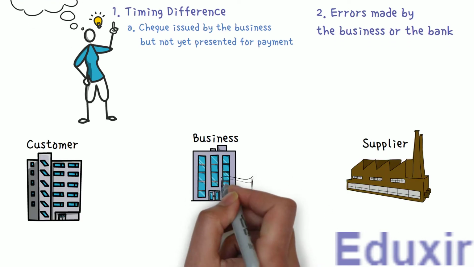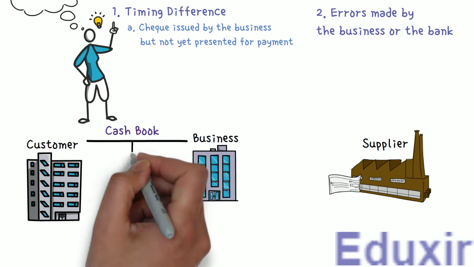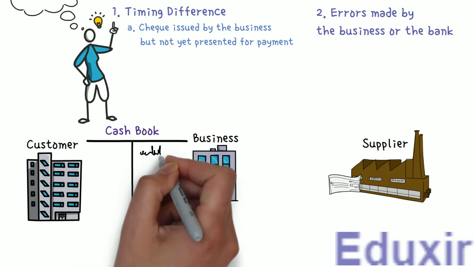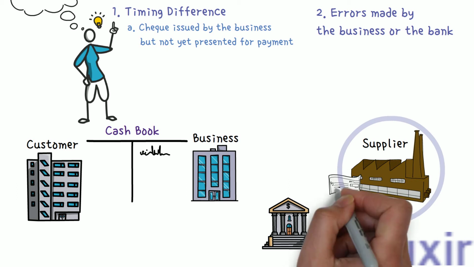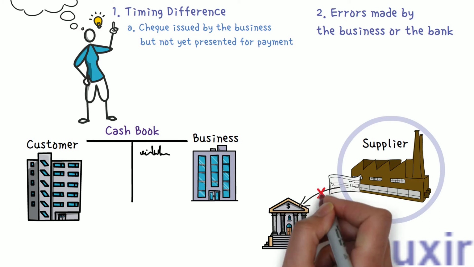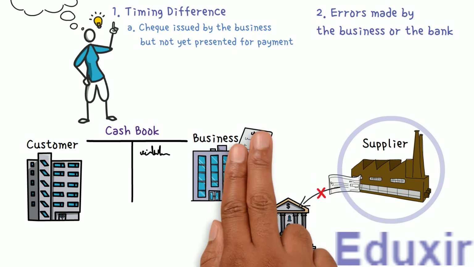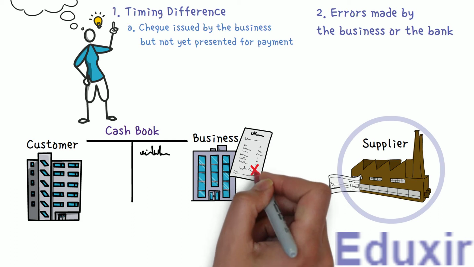When the business issues a check to the supplier or creditors, they are immediately entered on the credit side of the cash book. The supplier or creditor has to encash this check by presenting it in the bank. In some cases, the creditor or supplier may not present this check immediately in the bank. So, when the bank statement is received by the firm, as this check is not yet presented by the creditor or supplier, this will not be there in the bank statement.